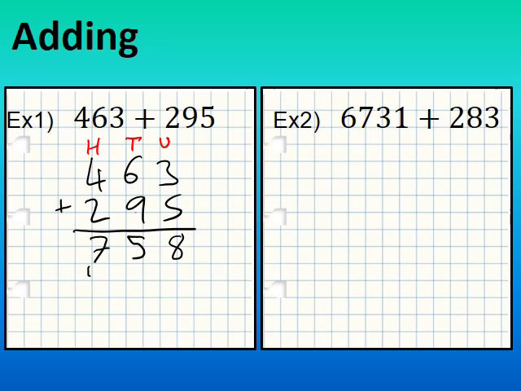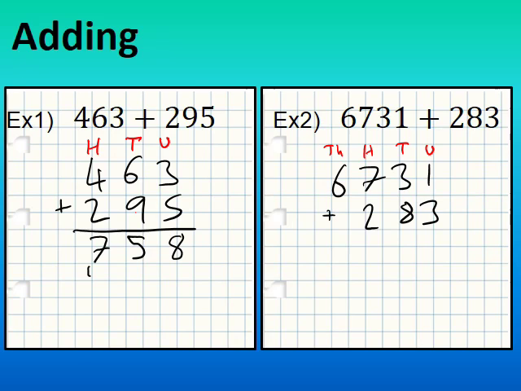Right, let's try it with a slightly harder example. It's only harder with a few extra numbers. So I've got 6, 7, 3, 1. Add 2, 8, 3. Again, make sure our 1 and 3, they are the units. 3 and 8 are the tens. 7 and 2 are the hundreds. And then 6 is in the thousands. So as long as they're in the right column, we shouldn't have a problem.